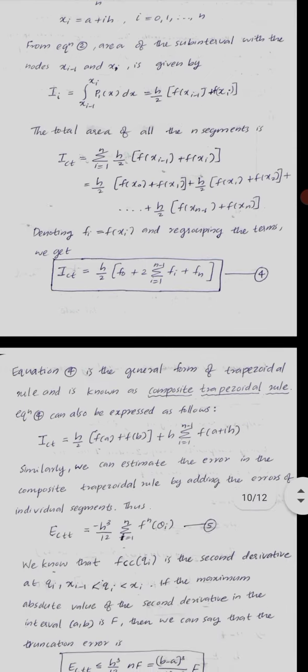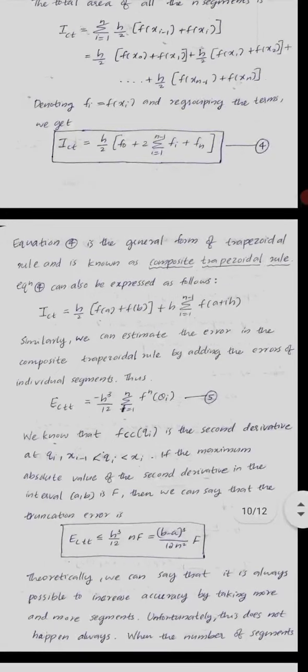ഇത് നമ്മൾ equation 4. Equation 4 is the general form of the trapezoidal rule and is known as the composite trapezoidal rule. Equation 4 can be also expressed as follows. ICT equal h/2 into [f(a) plus f(b)] plus h into summation i = 1 to n - 1 of f(a plus ih).